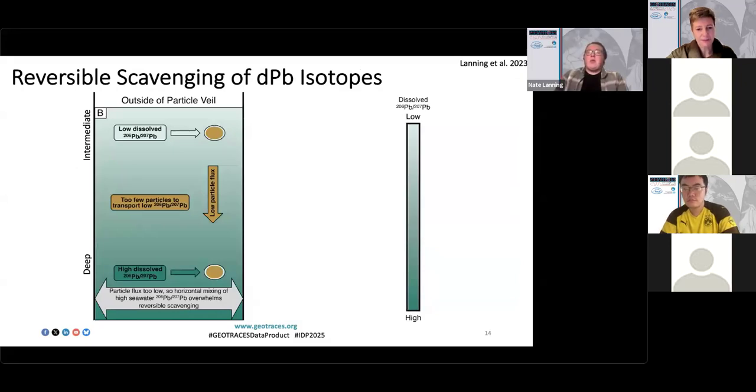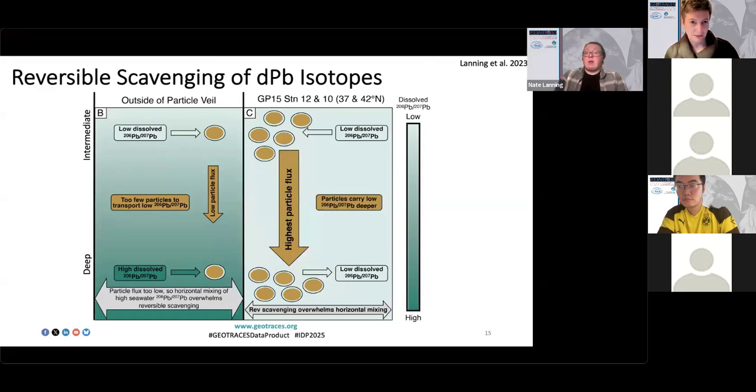Outside of the particle veil, where we have low particle loading, we still have that low anthropogenic 206 to 207 ratio that will adsorb to our particles. And again, those particles will sink out of the upper ocean, but there are too few particles to carry a strong enough anthropogenic lead stable isotope signature to set an anthropogenic signal throughout the water column, because that high 206 to 207 ratio that's being pulled in through horizontal mixing is going to overwhelm that anthropogenic signal and continue to have a natural background signature.